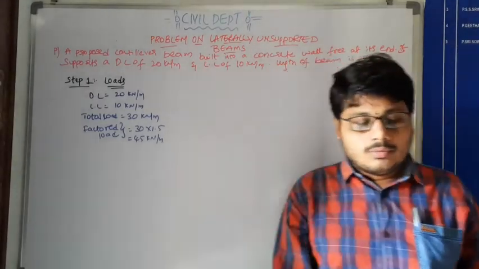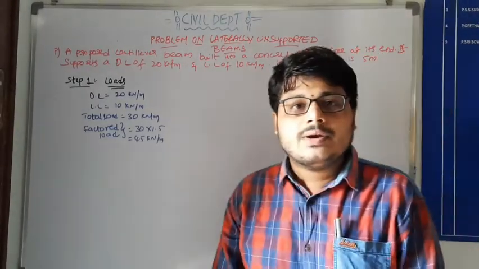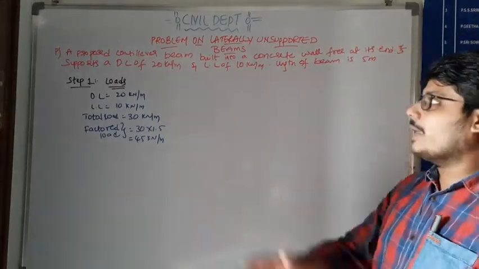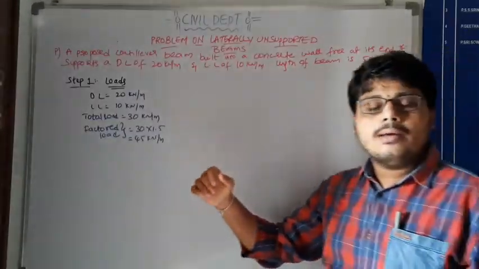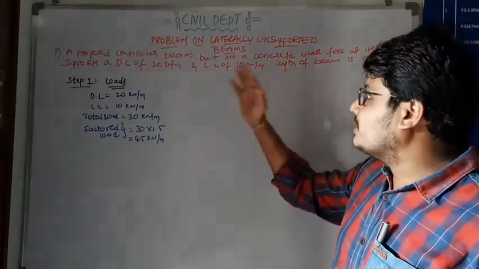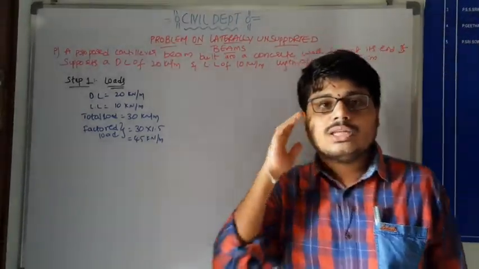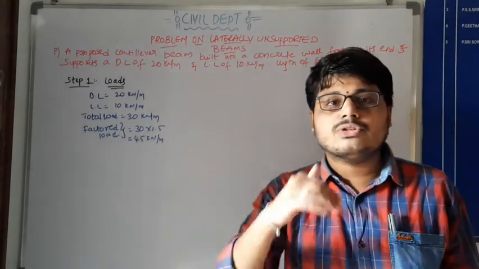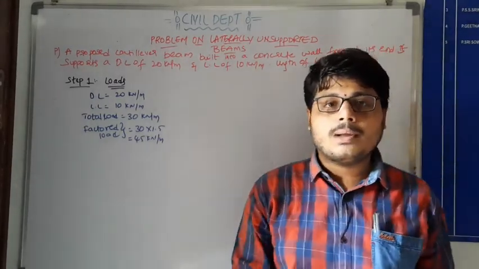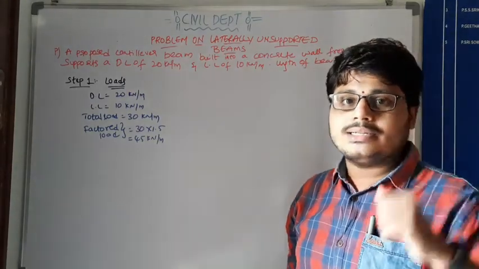So already we have discussed the design steps for laterally unsupported beams. Now we will check an example problem to solve for laterally unsupported beams. First, keep the design steps in mind. We should follow the step-by-step procedure to solve the problem.